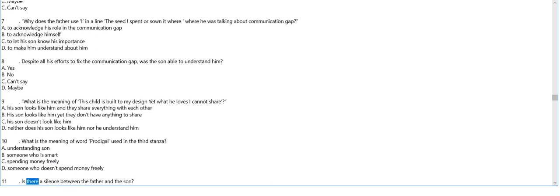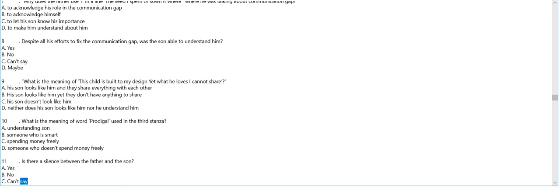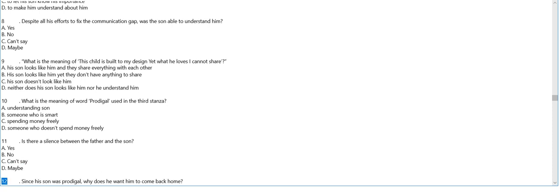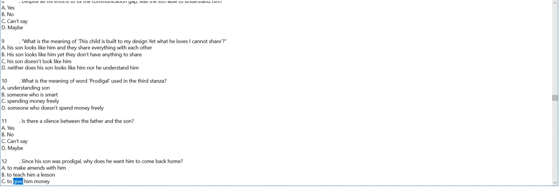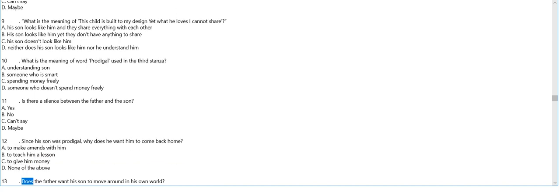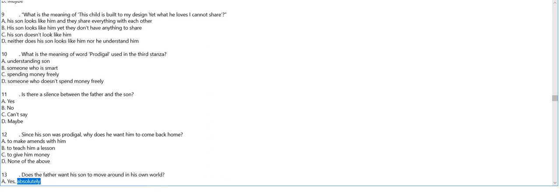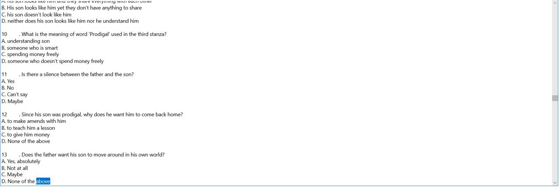11. Is there a silence between the father and the son? A. Yes. B. No. C. Can't say. D. Maybe. 12. Since his son was prodigal, why does he want him to come back home? A. To make amends with him. B. To teach him a lesson. C. To give him money. D. None of the above. 13. Does the father want his son to move around in his own world? A. Yes, absolutely. B. Not at all. C. Maybe. D. None of the above.